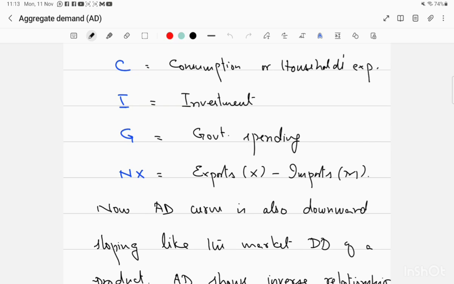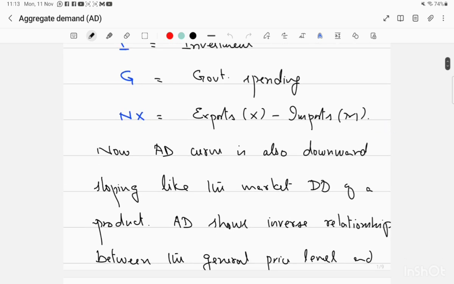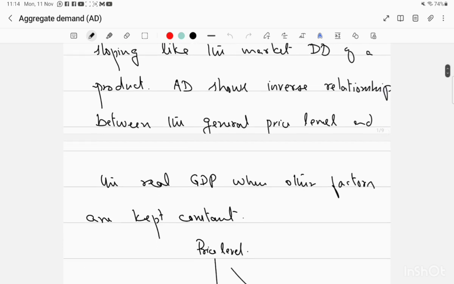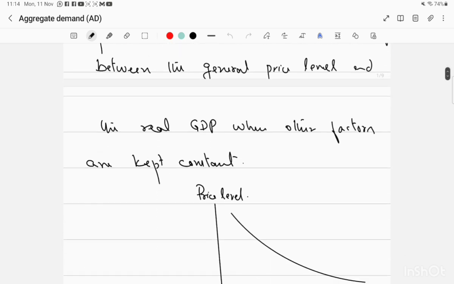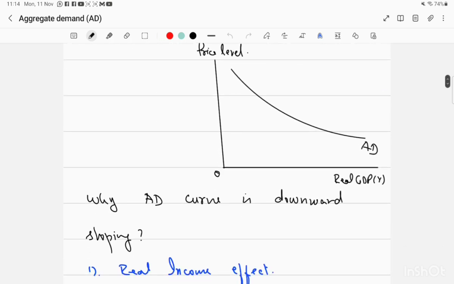Now, aggregate demand is also downward sloping. We all know the demand curve in microeconomics is downward sloping, showing an inverse relationship between the price of a product and its quantity demanded. Here we are taking two variables on the axes. Aggregate demand is also downward sloping, like the market demand of a product. Aggregate demand shows an inverse relationship between the general price level and real GDP when other factors are kept constant. This is the shape of aggregate demand.